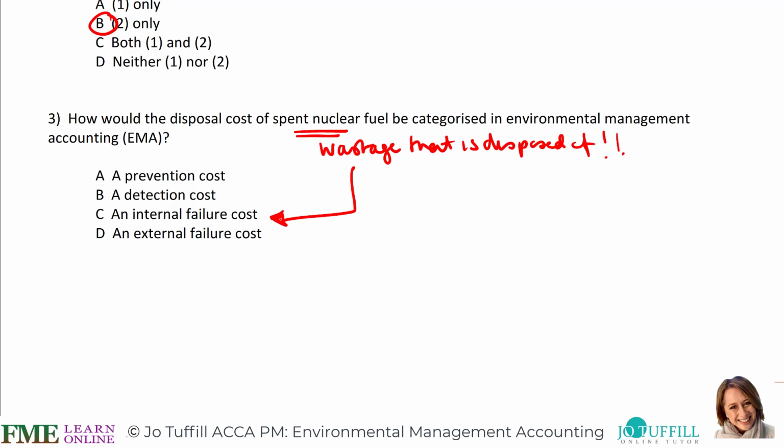It's not an external failure cost. That is clearing up pollution. So because we are disposing of it in a clean and environmental way, that would be an internal failure cost.